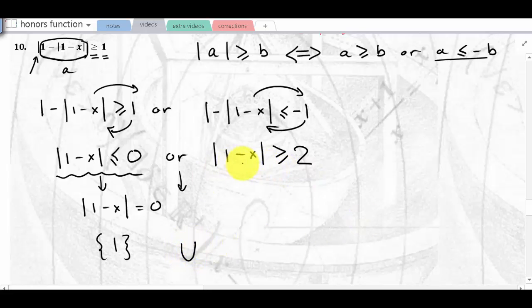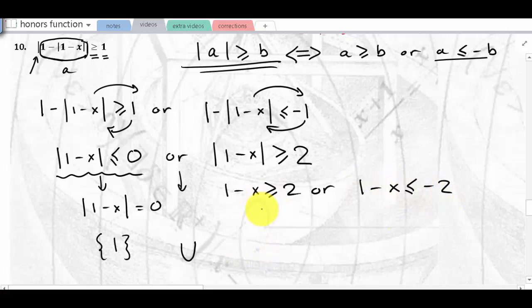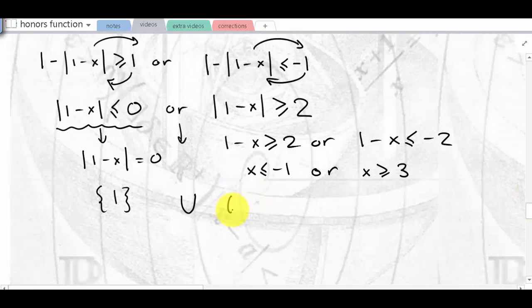What do we have here? Well, we're removing the same kind of inequality. So 1 minus x above or equal to 2, or 1 minus x smaller than or equal to negative 2. So that means x smaller than negative 1 or x above or equal to 3, right? So what are the two sets here? We have negative infinity, negative 1 bracket, or 3 infinity.